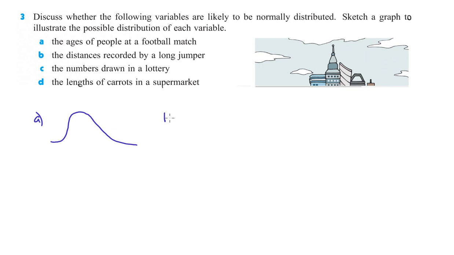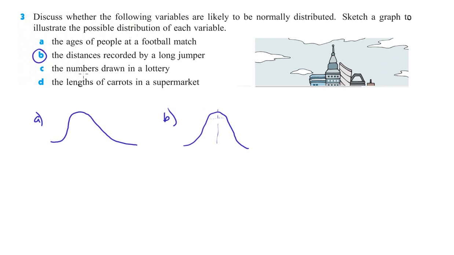Okay. For B, distances recorded by a long jumper. Again, they're going to try to get their farthest each time, but sometimes they might get a little bit more. Sometimes they might get a little bit less. But again, unless there's a significant amount of wind or rain or whatever, this should be pretty normally distributed. Okay, so I would choose that one probably would be.